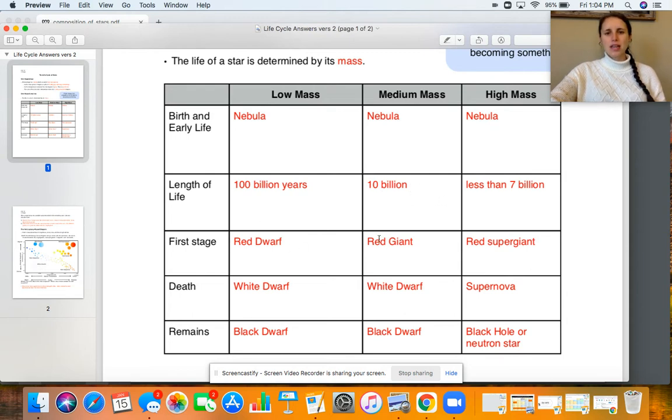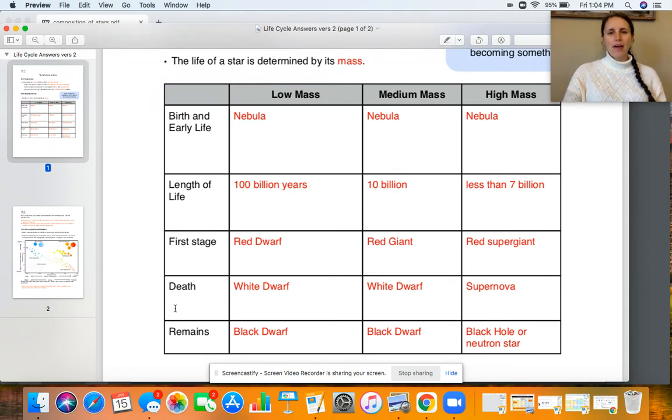The first stage of the star, so this is the first stage after the nebula, we categorize a low mass star as a red dwarf. So remember, red means a little bit cooler, red means a little bit less bright. So all of that really makes sense with a low mass star. And we call it a dwarf because it's a smaller size star. A medium mass star, we call it a red giant. And a high mass star, we call it a red supergiant.